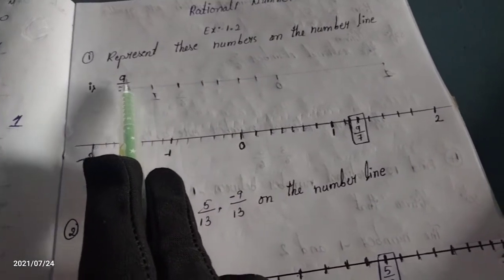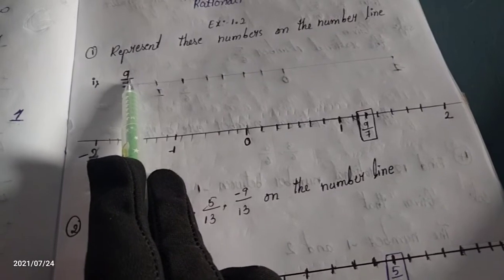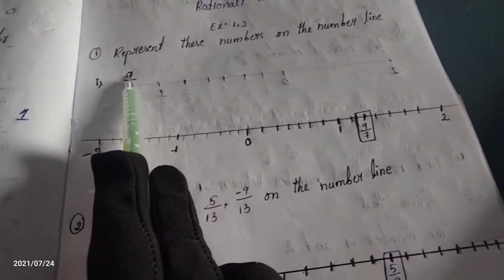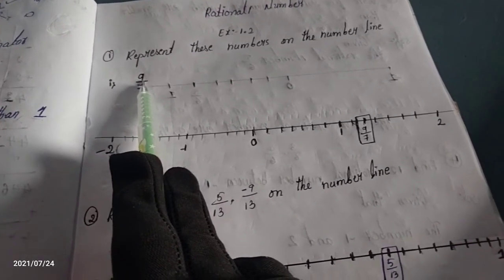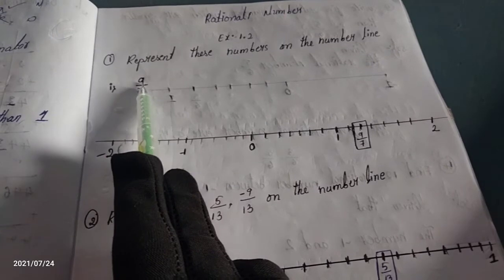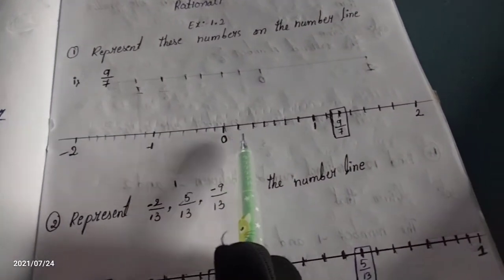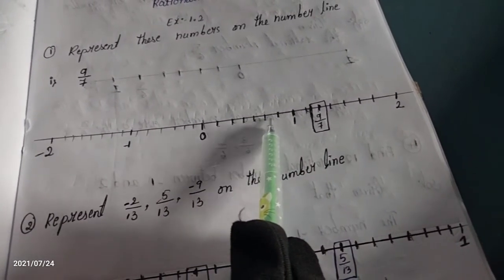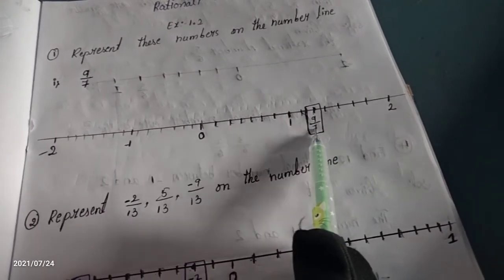Come to the numerator. Follow my points please. Here 9 is the numerator, and it tells us how many parts we have to take into consideration. I am taking 9 points from 0: 1, 2, 3, 4, 5, 6, 7, 8, 9. This is the point of 9 by 7.